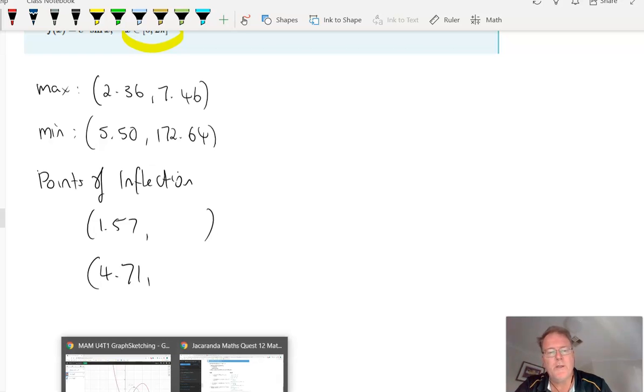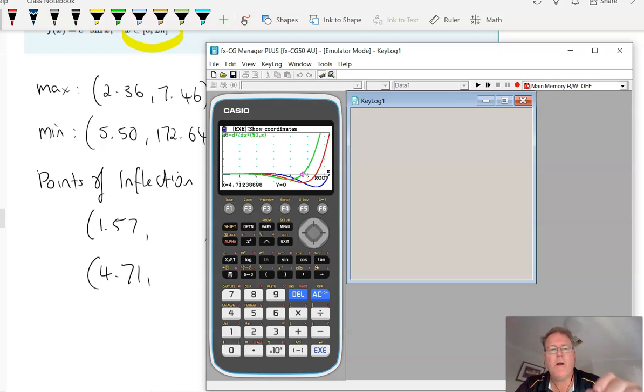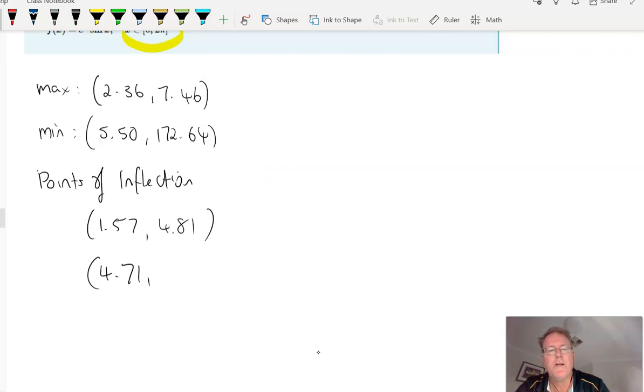And then what we need to do is we need to go back to our original function. So we're going to go G-solve and go F6, and then I want to do a Y calculation. That's my original function. It's got the blue one highlighted up the top. So 1.57, it's just an approximation. Oh yeah, got to hit execute, sorry. Execute. 1.57, execute. And it tells me it's 4.81. Just a couple of decimal places, it's fine.